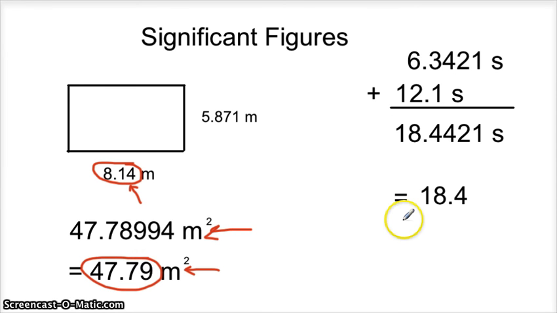What about with adding and subtracting? If you have 6.3421 seconds plus 12.1 seconds, you should have 18.4 instead of a big number, because the least precise thing that you're adding is to the tenths. So that's exactly what you should do here. Your answer should be in the least precise value. And of course, you need to put the units with it.